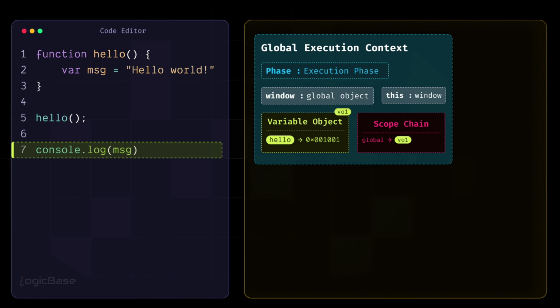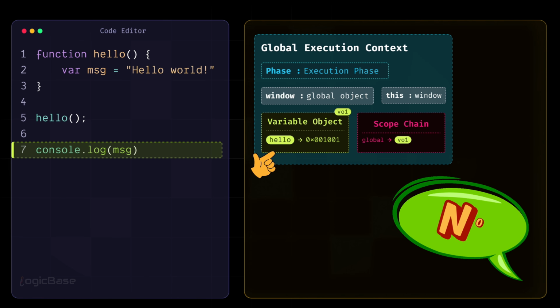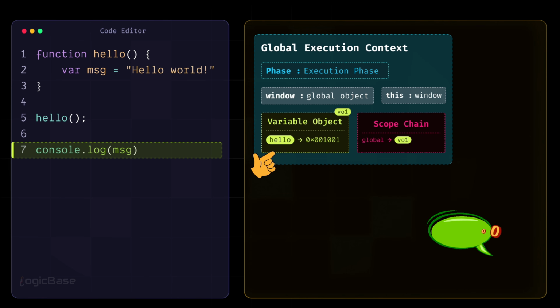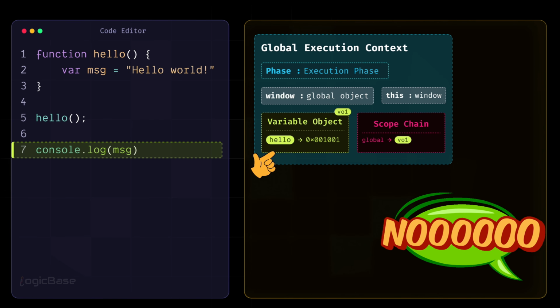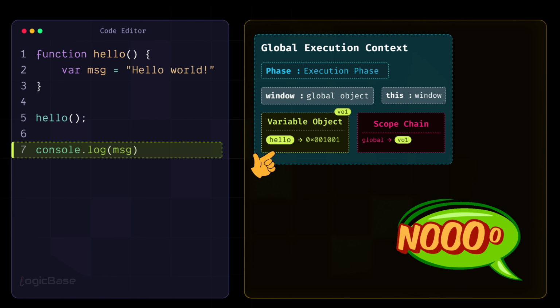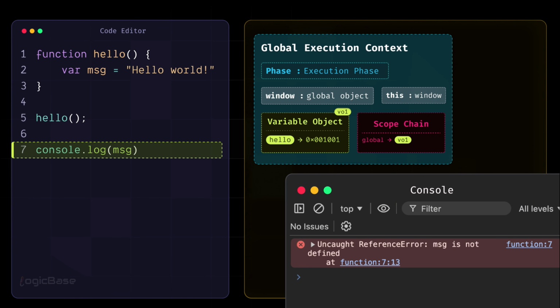But wait, is the message variable declared inside the global execution context's variable object? No, it isn't. That variable was created inside the function execution context. And when that function finished executing, its execution context, along with its scope chain and variable object, was completely removed from memory. That's why when the console tries to access message, JavaScript throws a reference error. Can you relate this now?